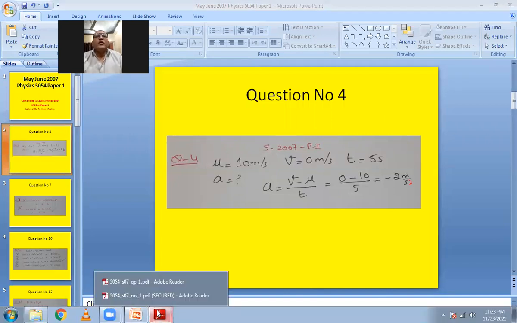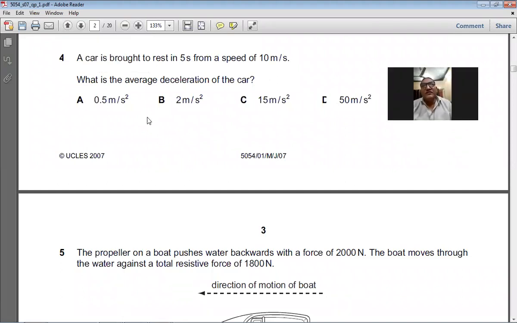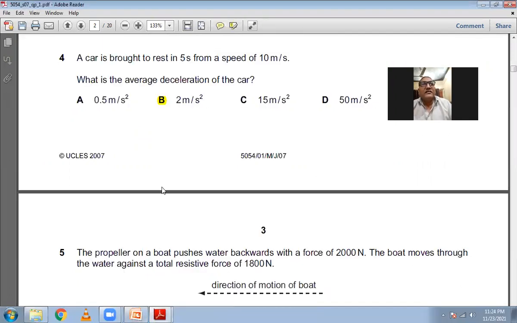Okay, so let's check. The deceleration will be, because the word deceleration is used, so we don't have to put a negative sign because the word deceleration means a negative expression. So I think B is the choice. So let's check the answer. 4 is B. Okay, our answer is right.